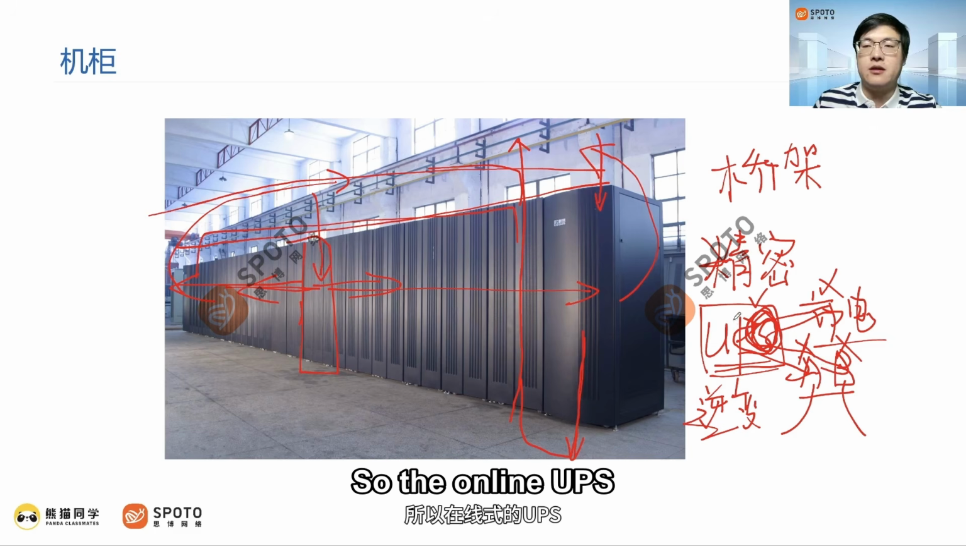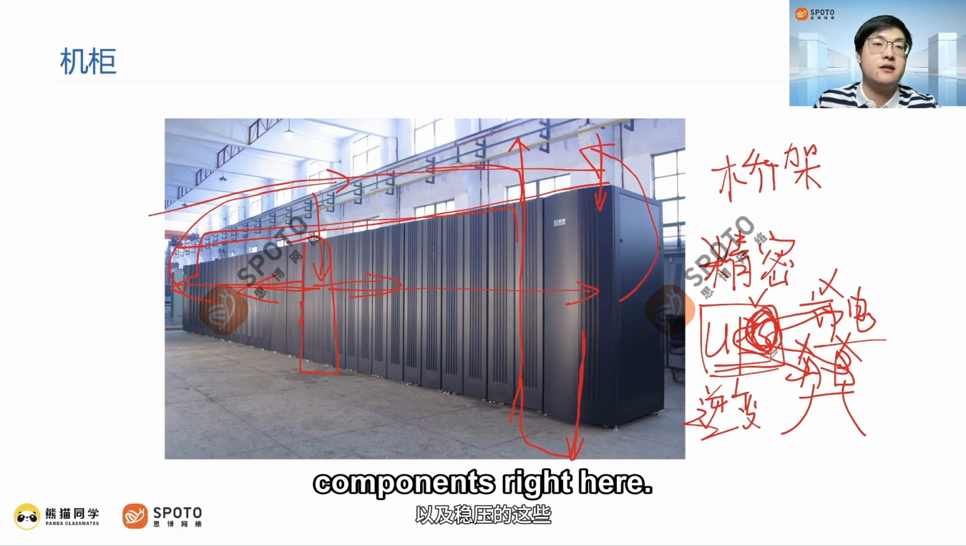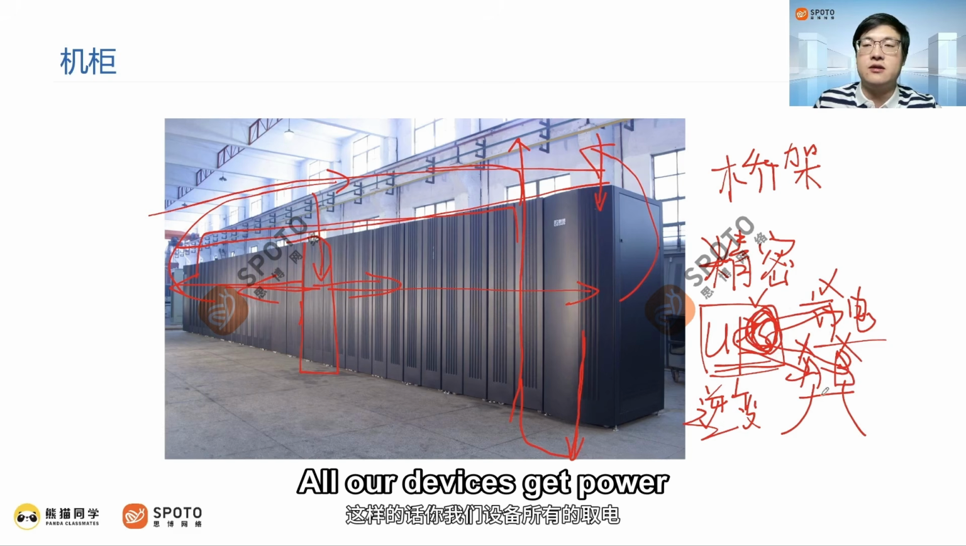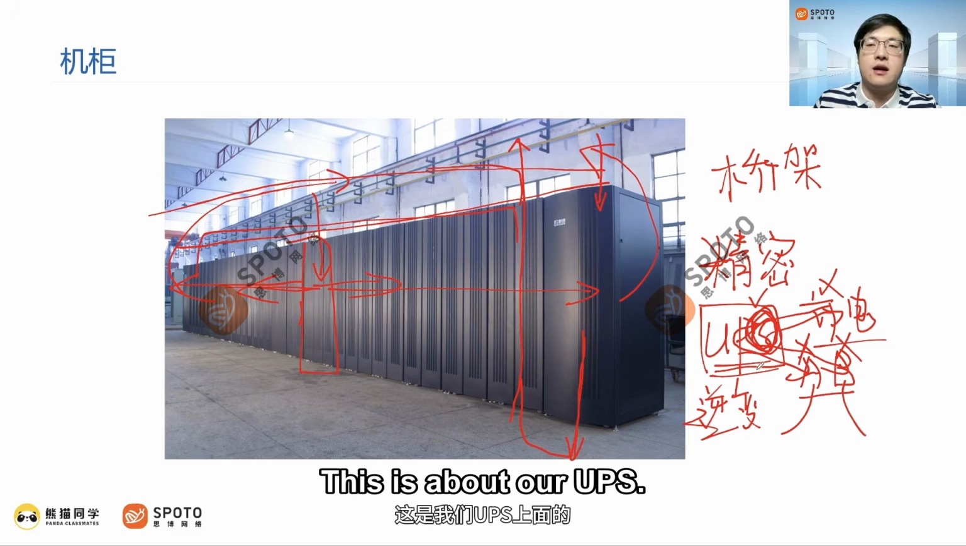So the online UPS has dedicated filtering and voltage regulation components right here. All power goes through it for distribution, and in this way all our devices get power more stably. This is about our UPS. This is an online UPS.